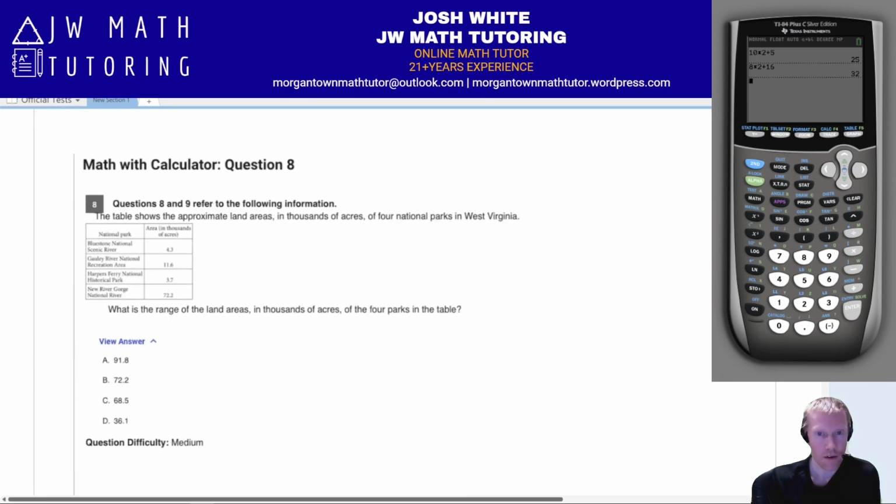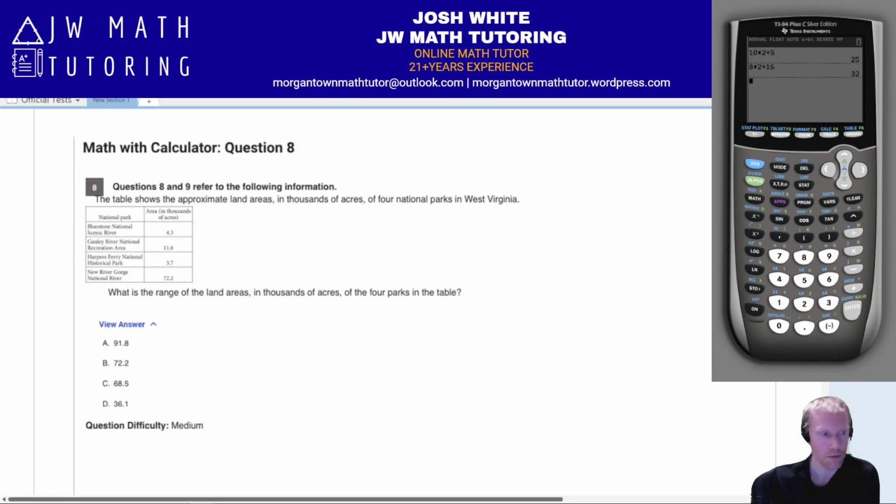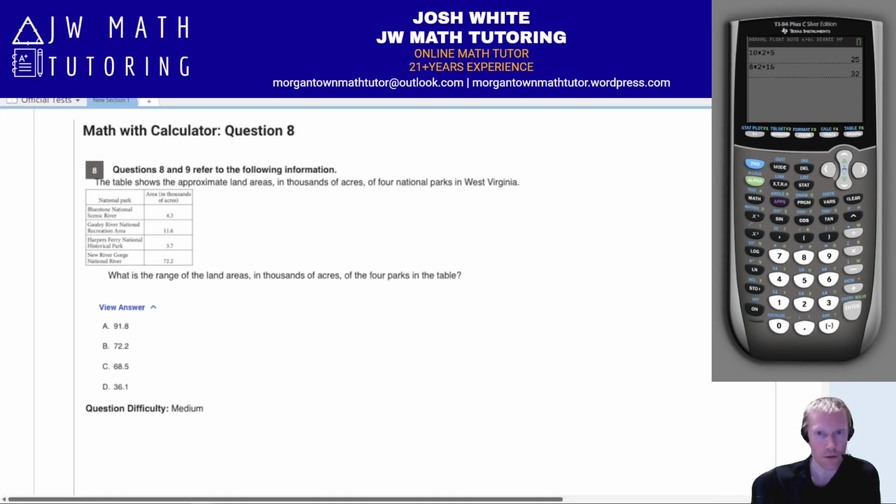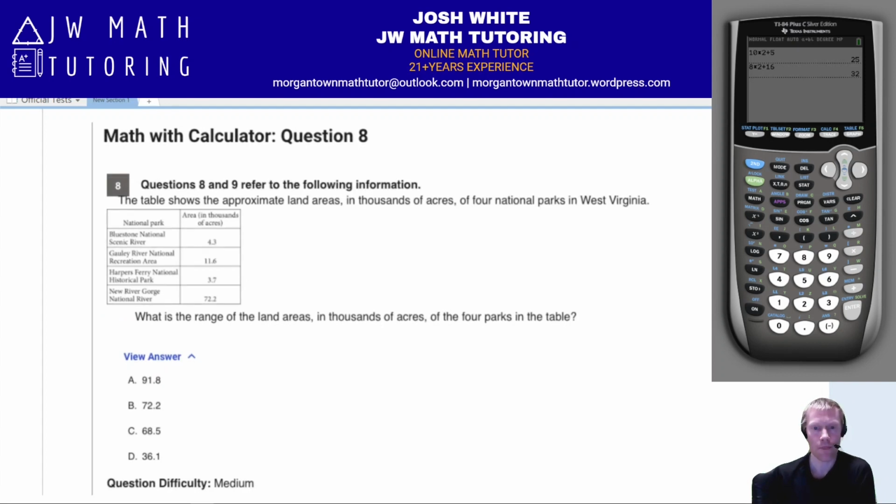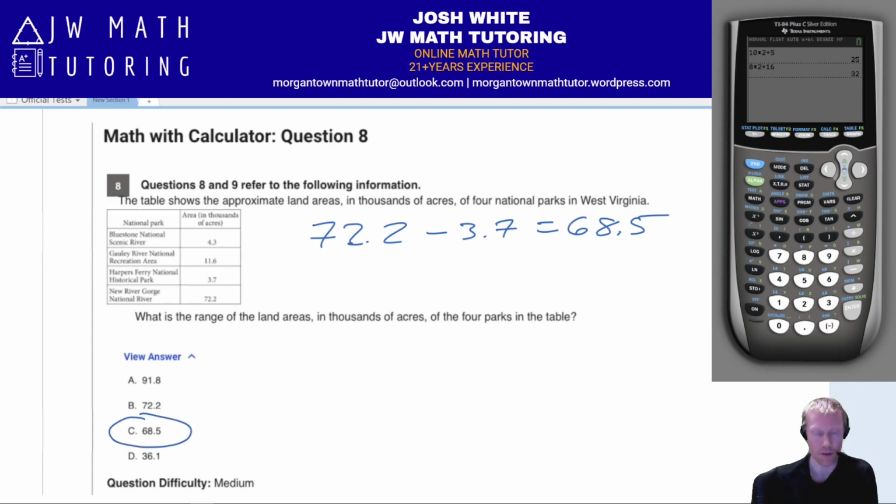All right, next up we have question number 8. Here you have a table. It's kind of small, but we can zoom in just to make the numbers a little bit larger. All right, and it just asks us what's the range. So we just have to take the largest number, which is the 72.2, subtract from that the smallest number, which is 3.7. If you do that, you will get 68.5. These are in thousands of acres, but the answers are also in thousands of acres, so we don't have to worry about the extra decimals. Letter C is correct, 68.5, and that's it.